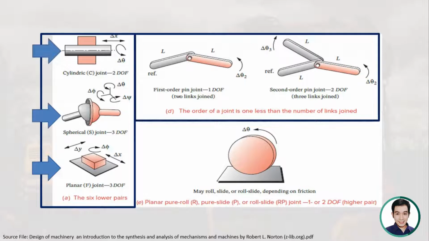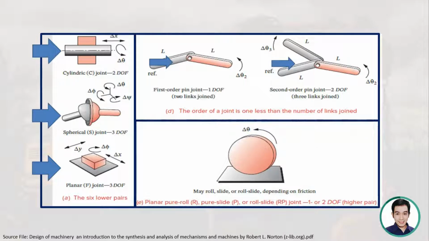And then the order of the joint is 1 less than the number of links joined. You can see here that there are 2 links, so the order of the joint here is 1. So it's 1 degree of freedom. For the second one, there are 3 links, so the degrees of freedom is 3 minus 1, so that's why it has 2 degrees of freedom. Therefore, the order of the joint, which is also the degrees of freedom, is 1 less than the number of links joined.